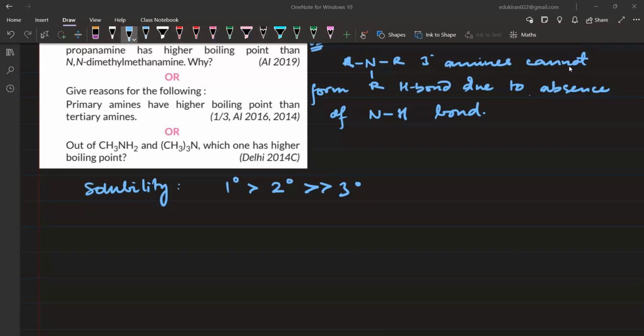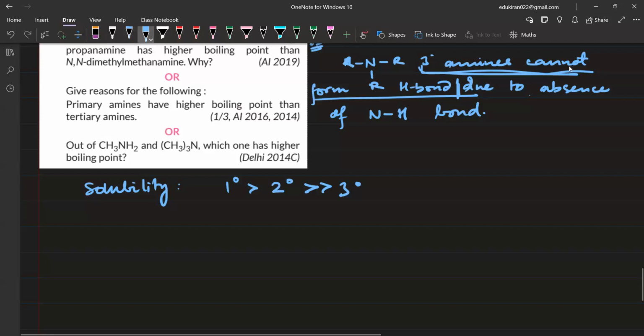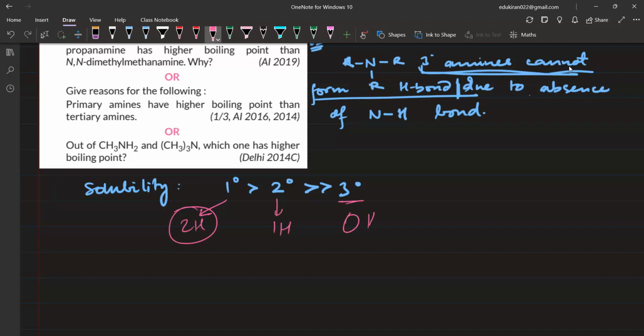It is more important for you to say that 3-degree amines cannot form hydrogen bond. In solubility, the reason is that the 1-degree amine has 2 hydrogen, that means 2 hydrogen can be involved in hydrogen bonding. Here there are 0 hydrogen, so hydrogen bonding cannot happen at all. Since it has 2 hydrogen atoms, that is why it is more soluble. I think there will be some questions regarding this also.